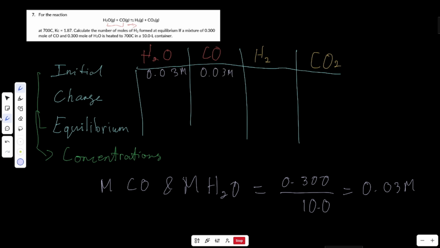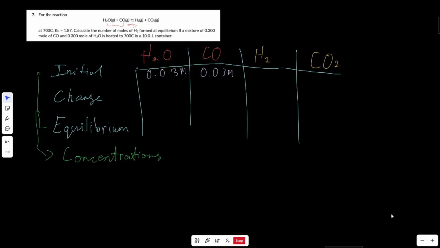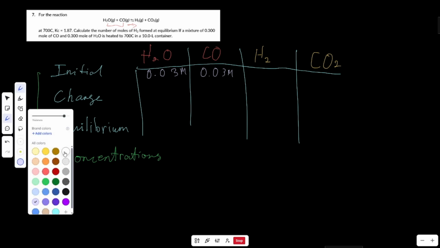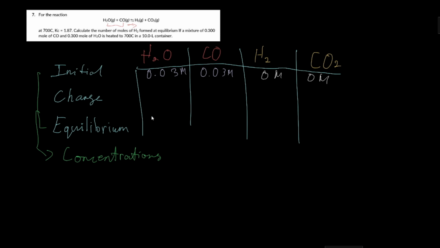Now, how about our initial concentrations of H2 and CO2? Well, obviously, nothing has been formed yet, so it will be 0. And it won't always be 0, because it will really depend on the question if they indicate that there's already H2 and CO2, but in this case, there isn't.